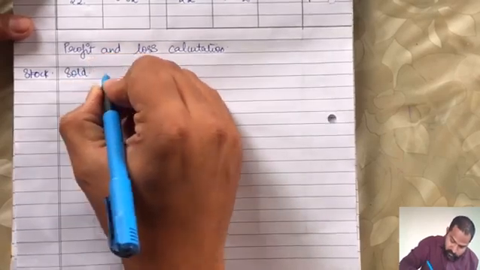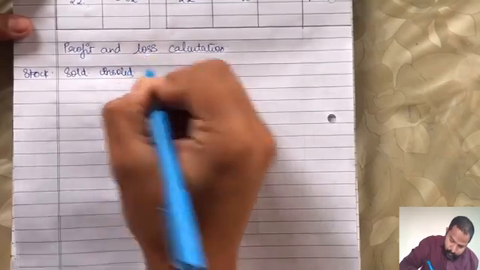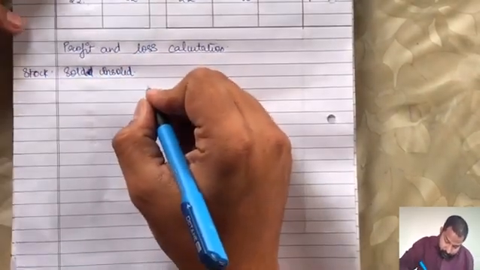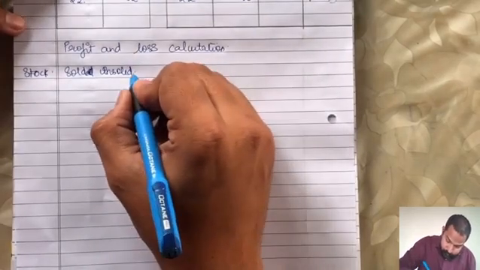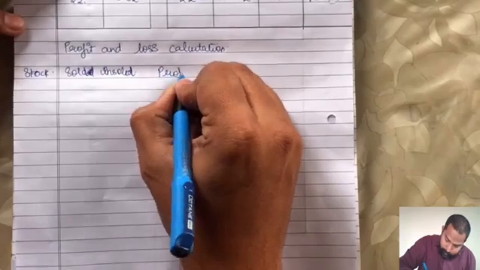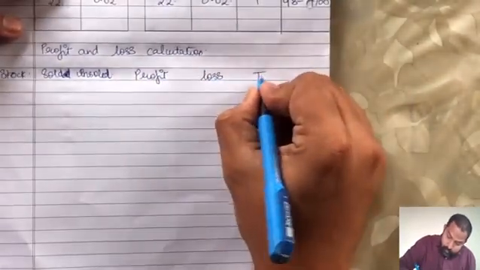Let's do sold first. Sold, unsold, and profit, loss, total.